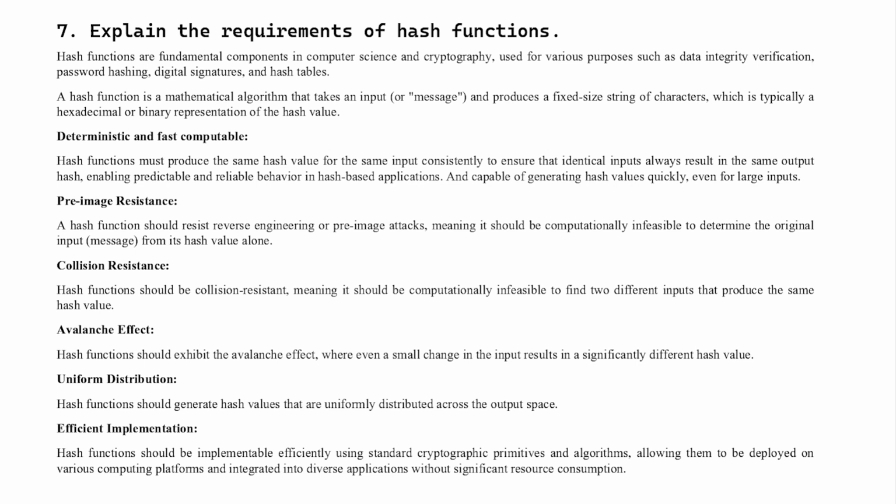Collision resistance. Hash functions should be collision resistant, meaning it should be computationally infeasible to find two different inputs that produce the same hash value. Avalanche effect. Hash functions should exhibit the avalanche effect, where even a small change in the input results in a significantly different hash value. Uniform distribution. Hash functions should generate hash values that are uniformly distributed across the output space.